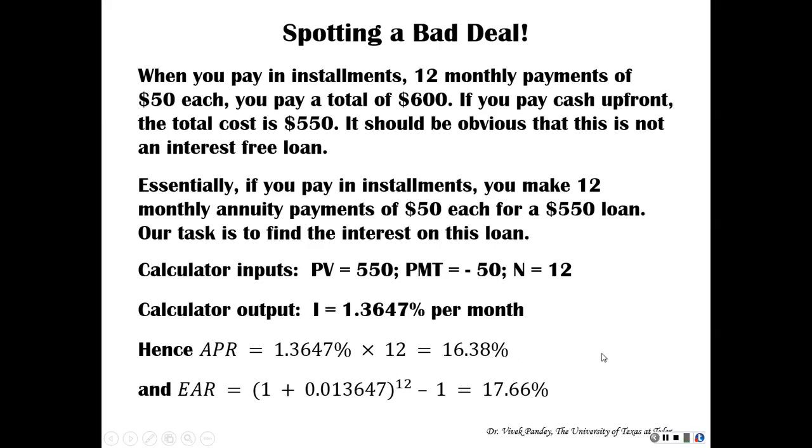But most banks actually tell you what the effective rate is. To calculate the effective rate, we do 1 plus the interest rate in decimals, so 1.013647, raised to the power of 12, since there are 12 months in a year, minus 1, which gives us 0.1766, or 17.66% as the effective rate. So it's hardly a rate of 0%. They're trying to prey on people's lack of financial awareness in such deals.